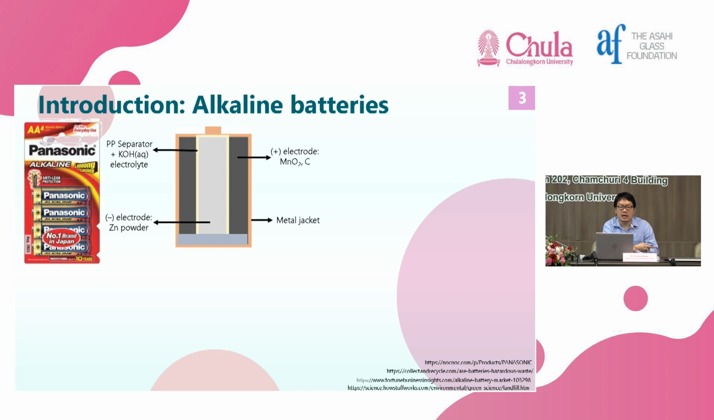Then I think it would be nice to know a little bit about the alkali batteries. The alkali battery shown in this schematic contains the main components. Let's see the first one, the positive electrode. The positive electrode contains manganese dioxide and carbon. And then the negative electrode contains the zinc powder. These batteries cannot work without the electrolyte, so we have the electrolyte of potassium hydroxide, and this potassium hydroxide is soaked up in the polypropylene separator. And as you can see from the outer appearance of this battery, there is a metallic jacket or metallic case cover.